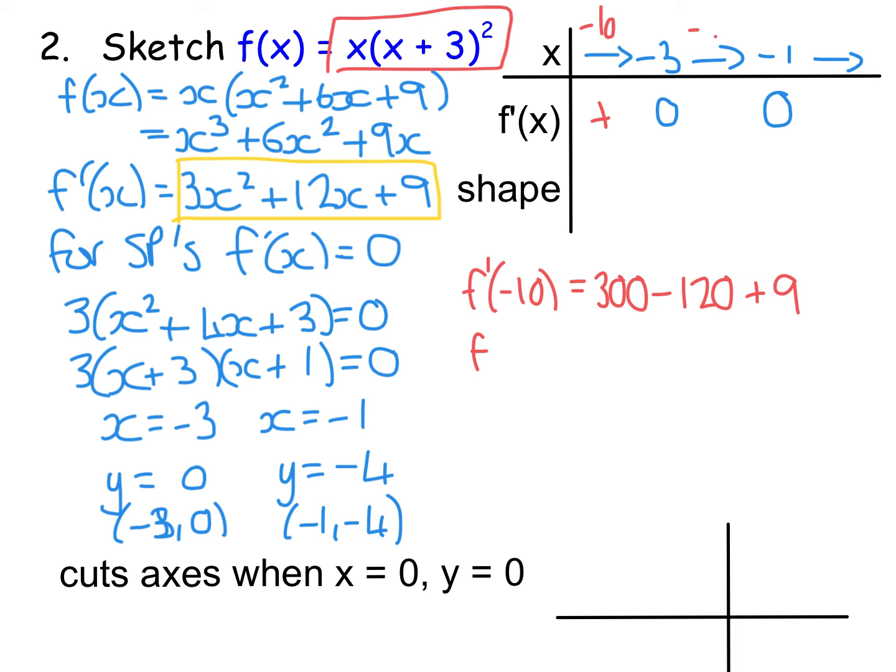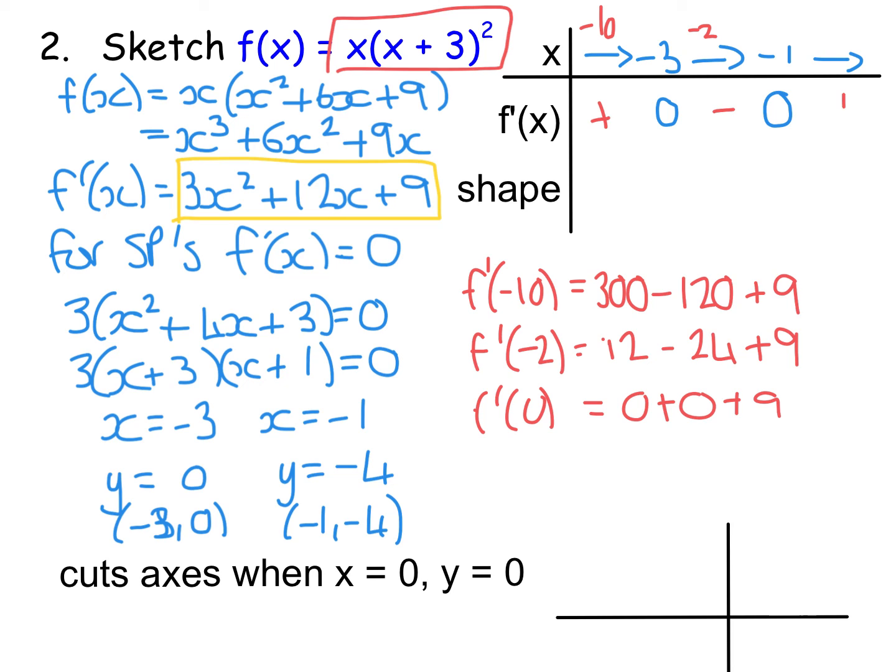Let's do it with a number between minus 3 and minus 1, so we're going to have to do minus 2. There's not much options here. So f dashed of minus 2 is minus 2 squared is 4, 3 fours are 12. That will then give you minus 24 and plus 9. Well, that's negative. And then a number bigger than minus 1, let's just go with 0. So f dashed of 0 would give you 0 plus 9, which would be positive. So I've got up, along, down, along, up.